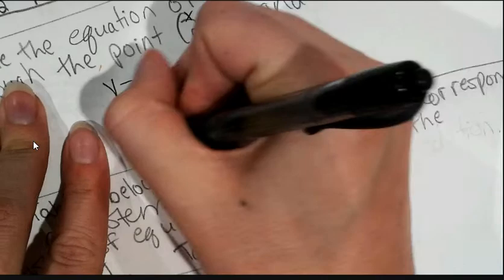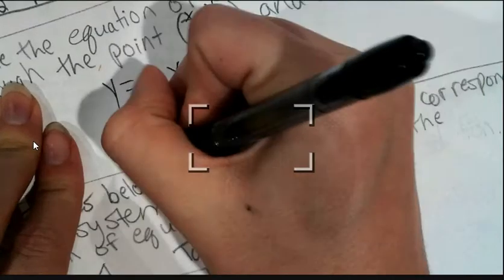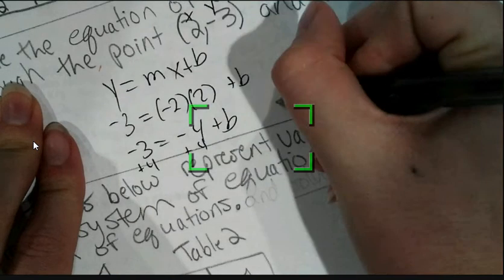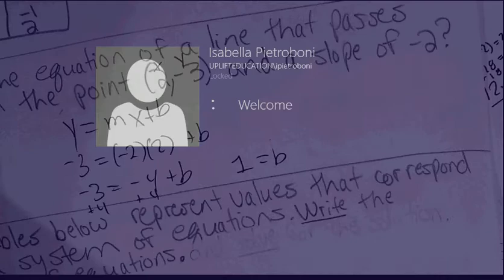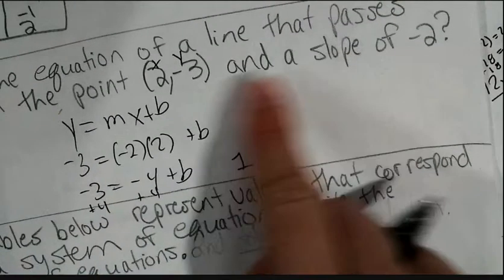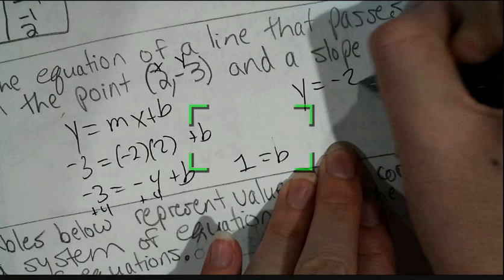So I get -3 equals -4 plus b. I'm going to add 4 to both sides. b equals 1. So then I know my b, and I know my m, which is another way of saying I know my y-intercept, I know my slope. I'm going to go ahead and write my equation. y equals -2x plus 1.